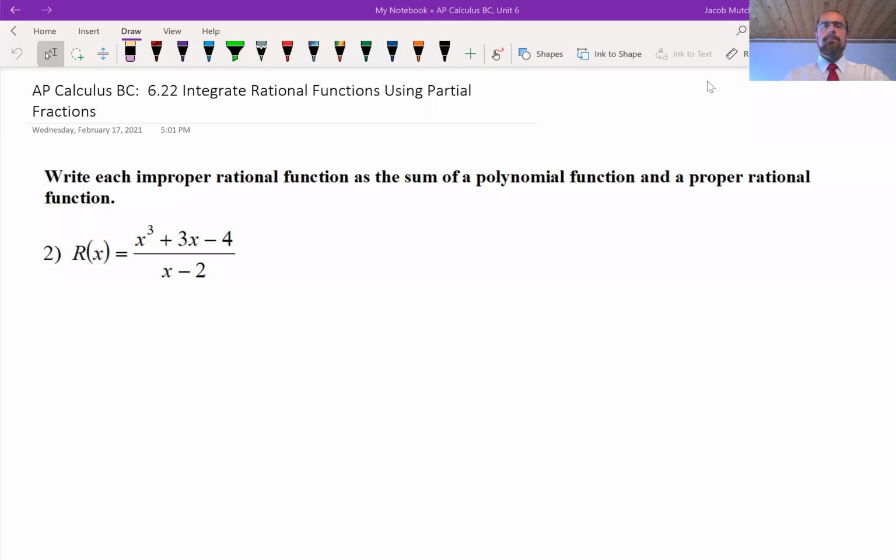Welcome to Calculus. Today we will investigate how to integrate rational functions using partial fractions. We'll take a look at 4 examples. Our first example doesn't involve integration.